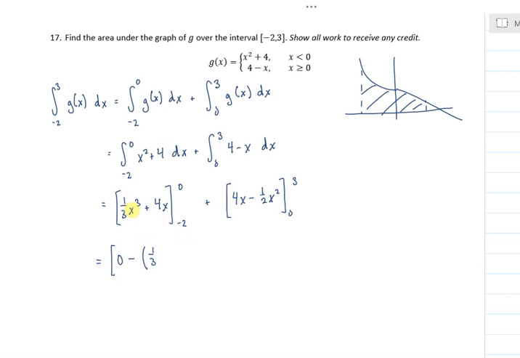1/3 times -2 cubed is going to be -8. 4 times -2 is going to be -8. A lot of 8's running around. And that's my first integral. Now my second one, first I plug in 3. 4 times 3 is 12. 1/2 times 3 squared is 1/2 of 9, so that's minus 9/2. Then minus, and I need to put 0 in, but that's going to give me 0, so I'm not going to worry about that.